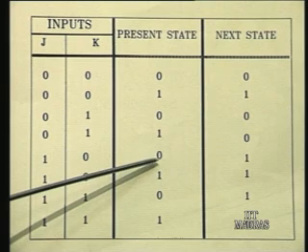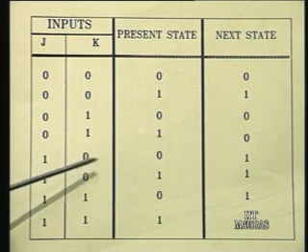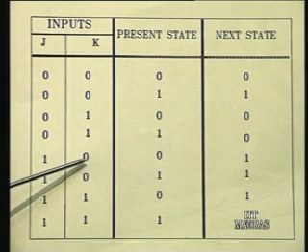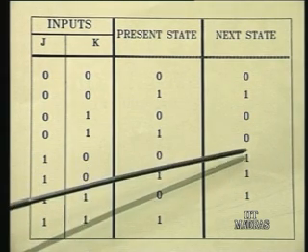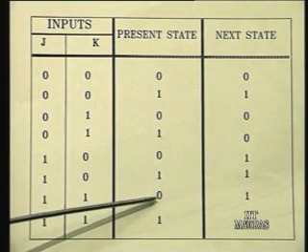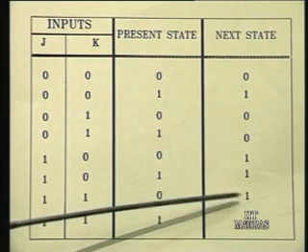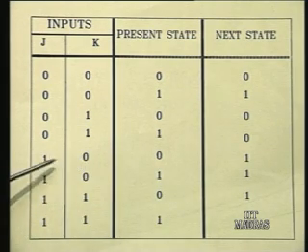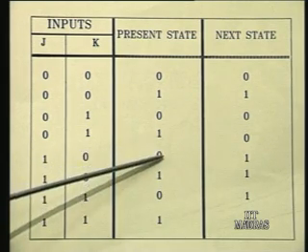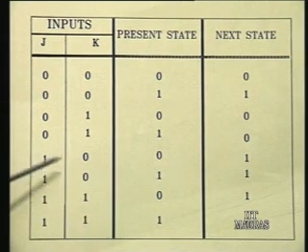Now, come to this. The present state is 0. Now, what is the next state for that? It is 1. And for this one, the present state is 0, next state is 1. Now, take a look at the J and K levels for these two present state 0.